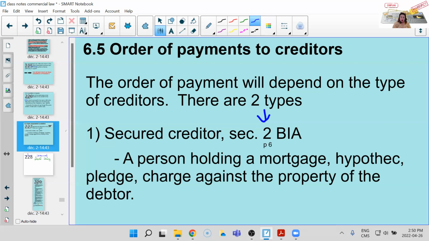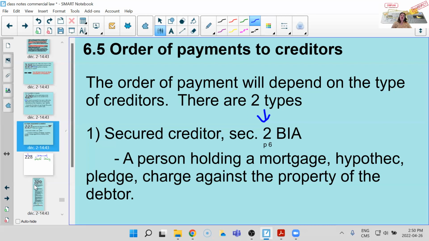So if I tell you that the trustee has collected $400,000 and there's a mortgage on the house for 150, then you start with $400,000 minus 150. I have $250,000 left to pay, and you will go down your list until you have zero. So always the secured creditors first.